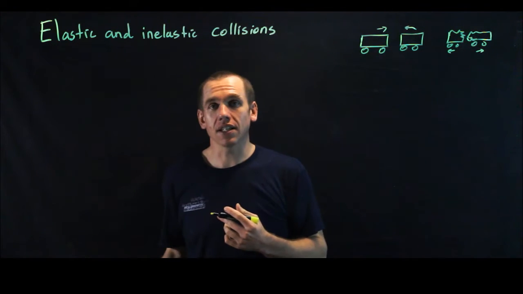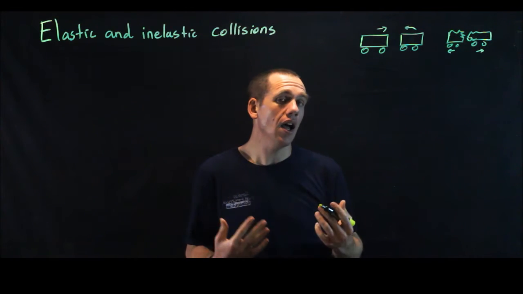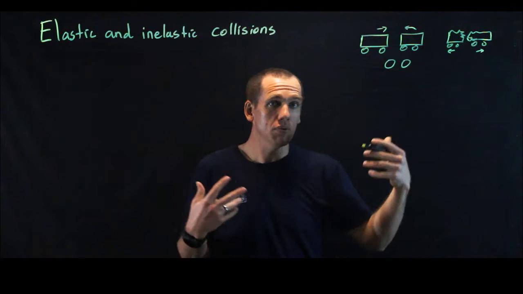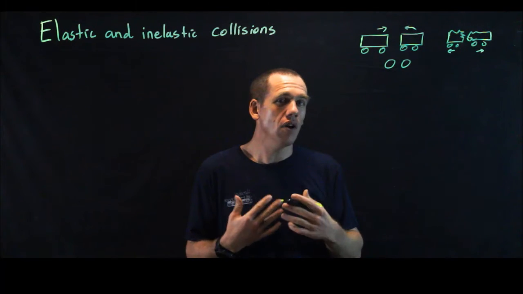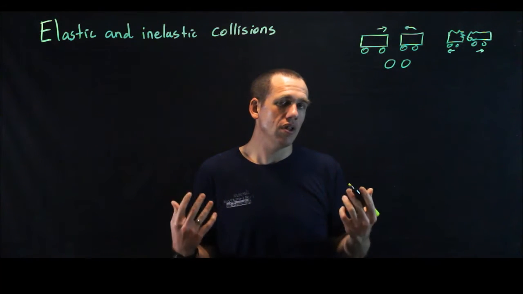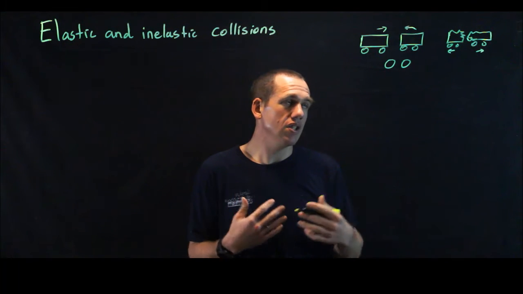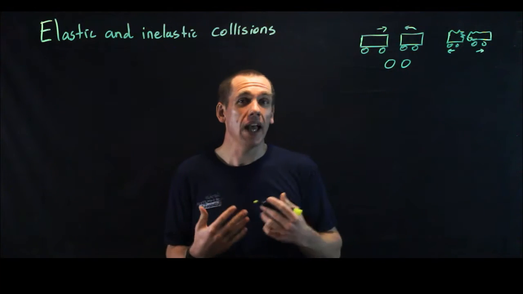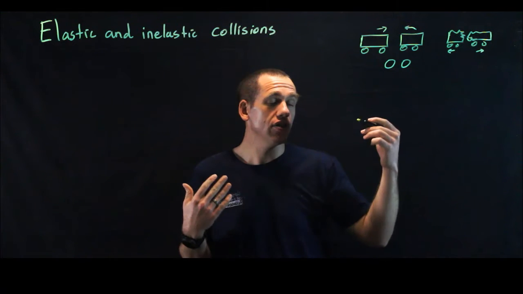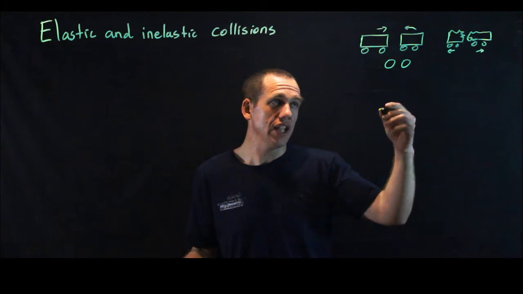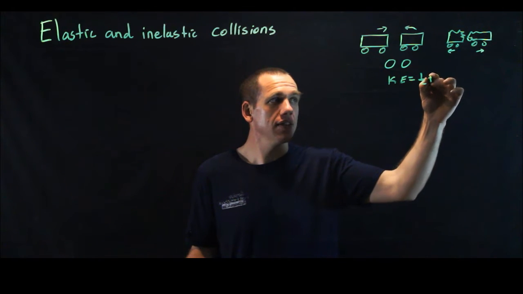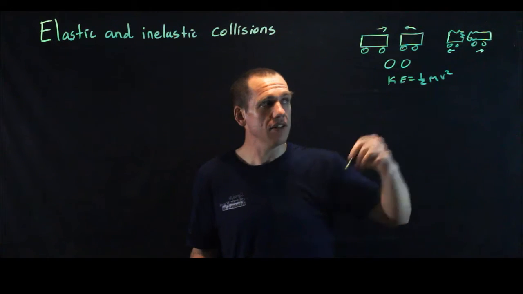But there are elastic collisions where the kinetic energy is not lost. And usually, when I think of elastic collisions, I think of two billiard balls or pool balls. When they smash into each other, that's almost perfectly elastic because those things don't deform. They smack into each other, they bounce apart, and so the kinetic energy stays essentially the same. And so when we have an elastic collision, the kinetic energy before the collision is equal to the kinetic energy after the collision. And remember, kinetic energy is equal to half mass times velocity squared.